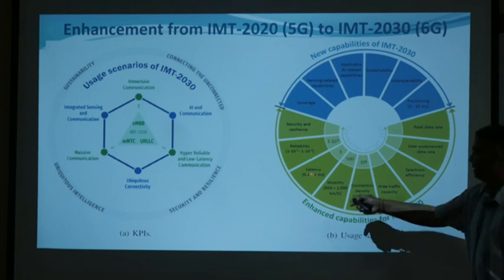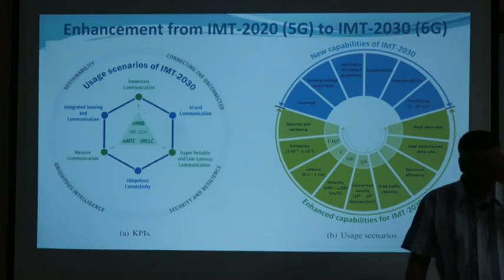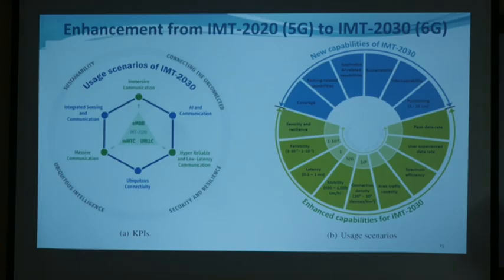You can see latency is reduced to 0.1 millisecond, reliability is improved to 10 to the minus 7, security, the mobility, etc. These are the 5G KPIs that are enhanced in 6G, and some new capabilities are introduced as well. So this IMT, as I said, IMT 2030 is the one that defines the requirements for 6G, okay?